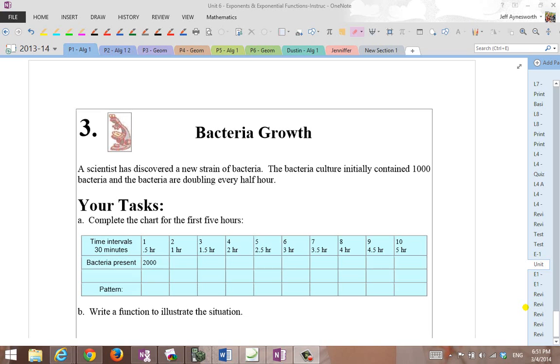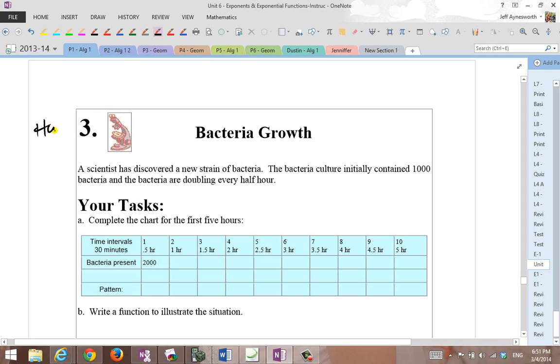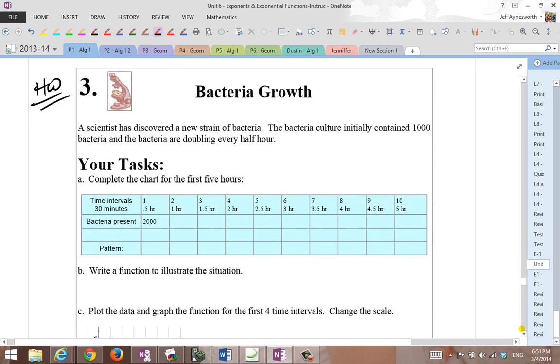All right, we're going to get right into your homework problem number 3 and talk about how to solve a bacteria problem here. This one's entitled Bacteria Growth. So let's read it together here and see what's going on and see how exponentials can be applied to bacteria growth.